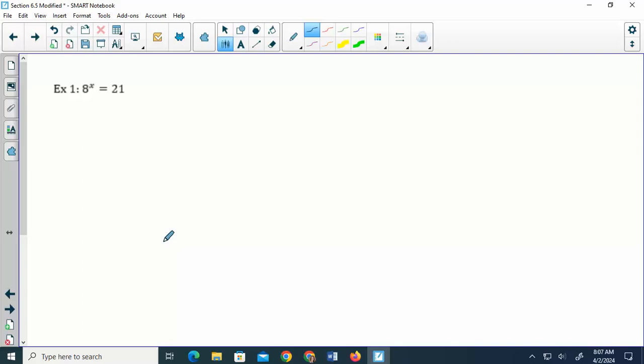If I look at this, 8 to the x equals 21. Is there a common base for those? 8 we could write as 2 to a power, but that's about it. Is 21 2 to a power? No. So we cannot just get a common base. But what we can do is add a log on each side. Now technically you could do any base you wanted. I am going to stick with either log base 10 or a natural log.